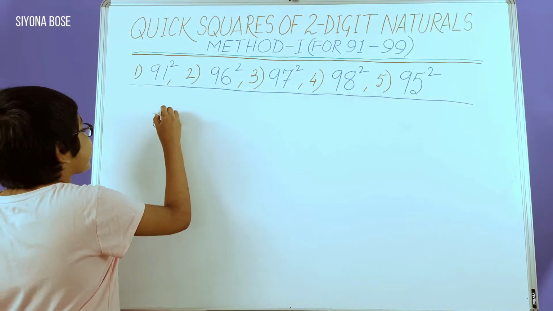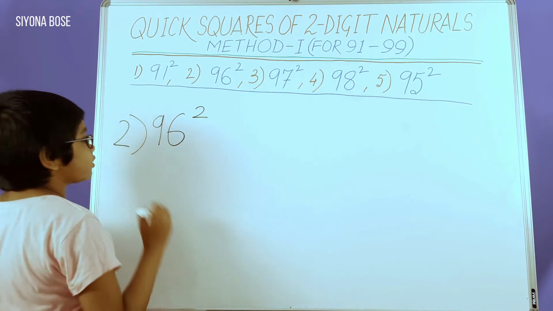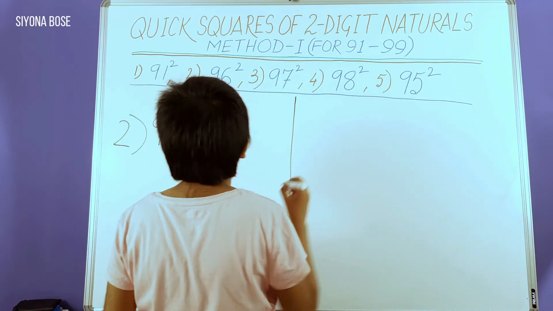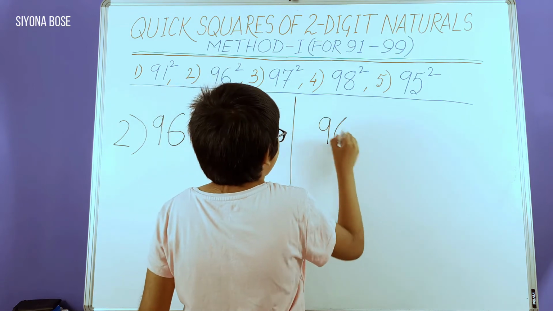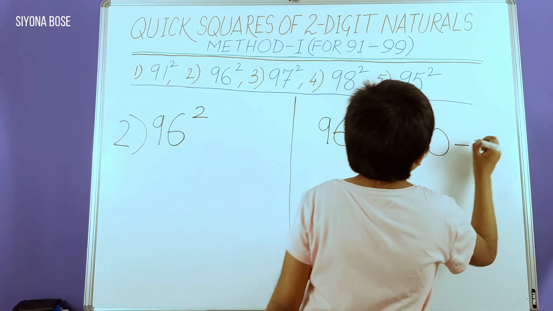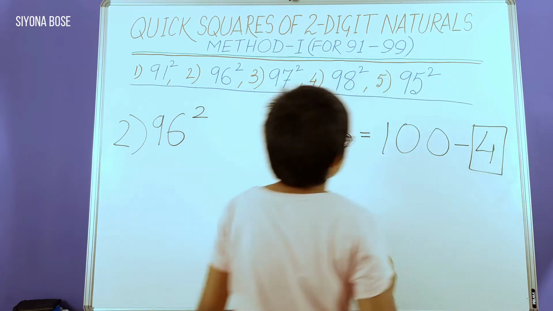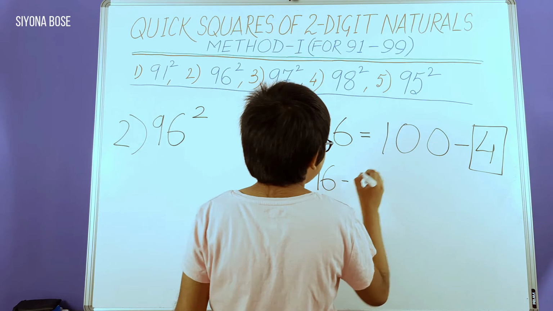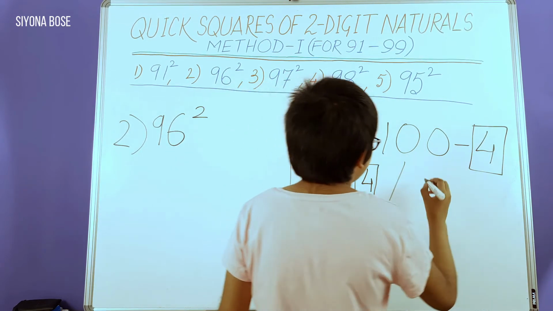Now we need to get 96 squared, number 2. I'm drawing a vertical line again for explanation. We need to express 96 in terms of 100. 96 equals 100 minus 4. I'm blocking up the 4 because we're going to use it now. 96 minus a blocked 4 is one of the segments, and 4 squared.